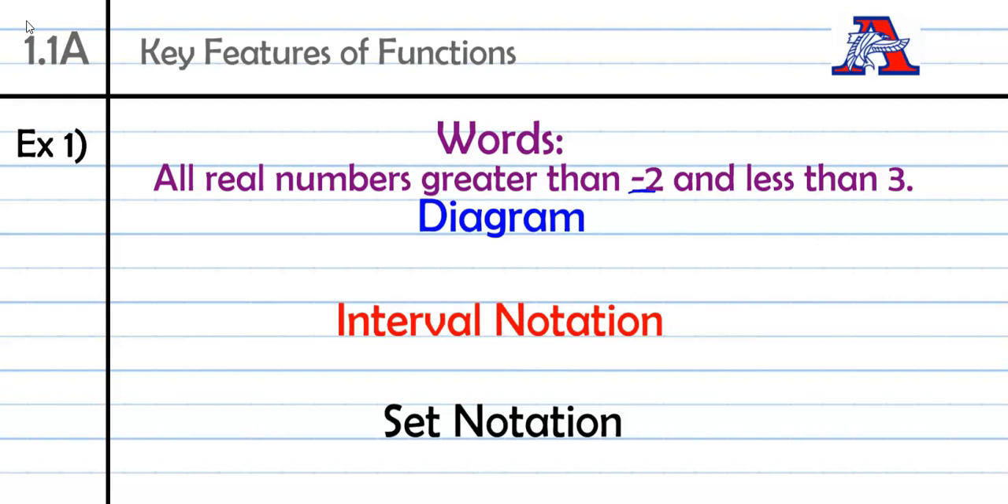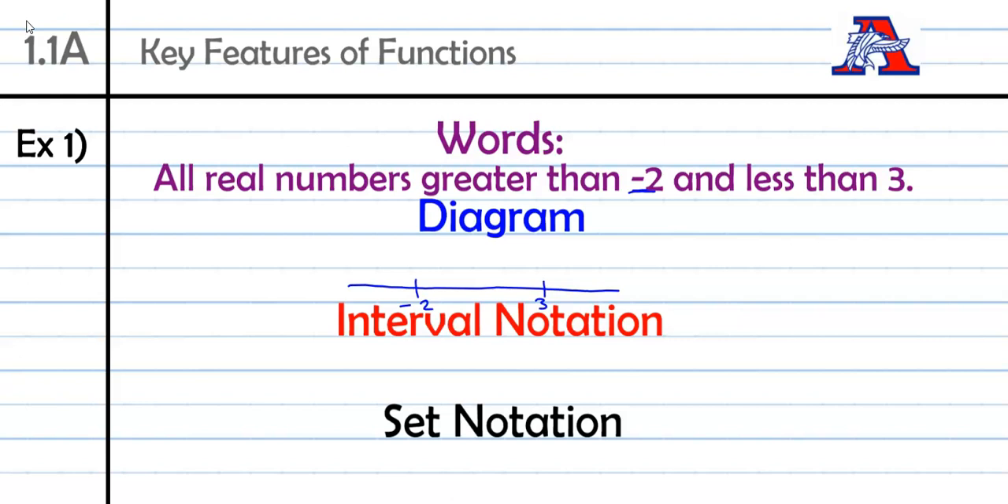So the first example, I'm giving you just some words to describe a set of numbers. And that set of numbers is all real numbers greater than -2 and less than 3. So basically it's the numbers between -2 and 3. But then there's a couple little things that come up here that we need to be careful with. So I'll talk about those. When you're diagramming your information, you always want to put your smaller number on the left, your bigger number on the right. So in this case, -2 and +3.